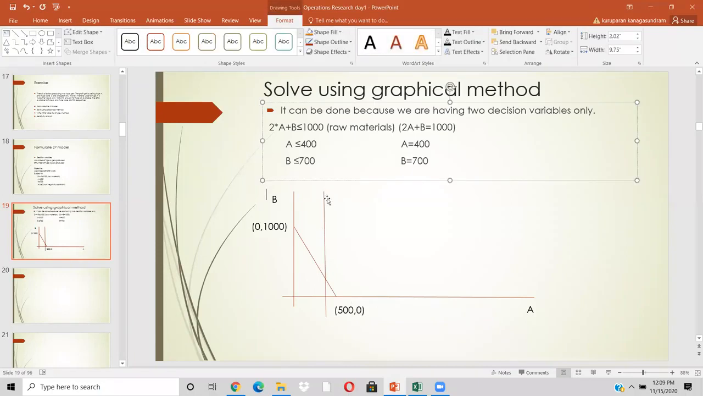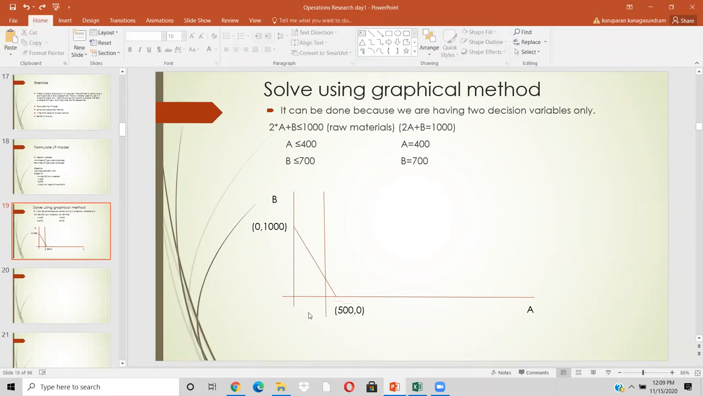This will be that A equal to 400. So what will be the point where it intersects? This will be 400 comma 0. How to find this one? This coordinate.